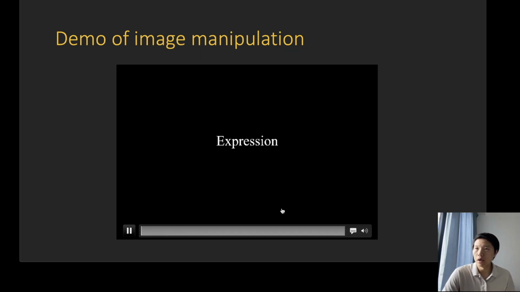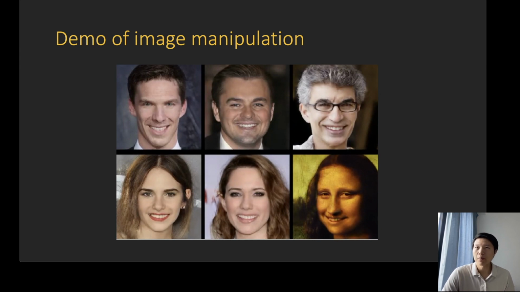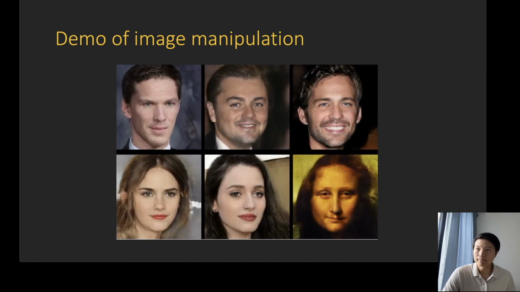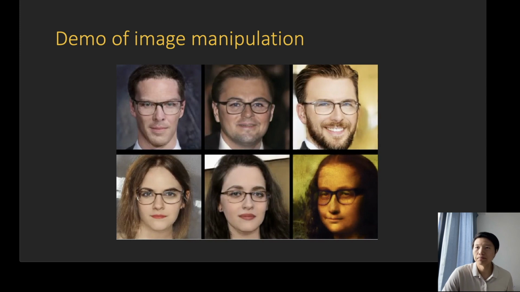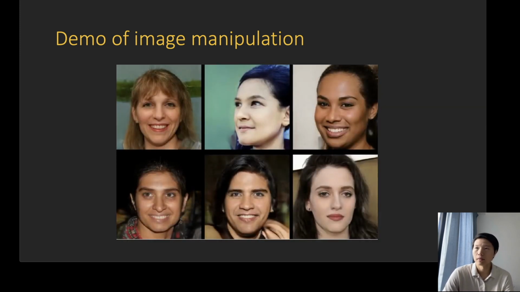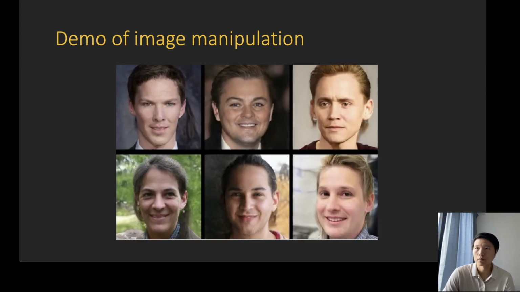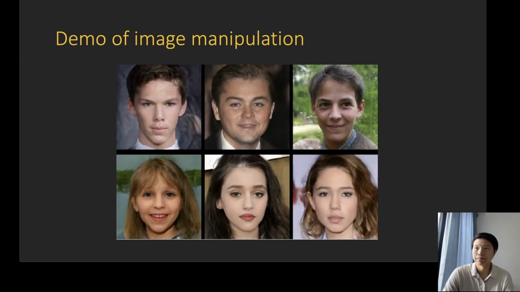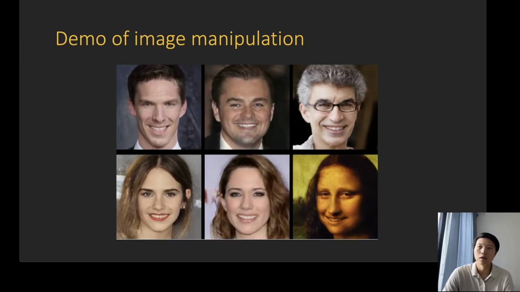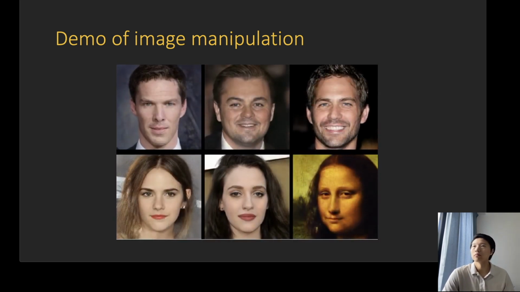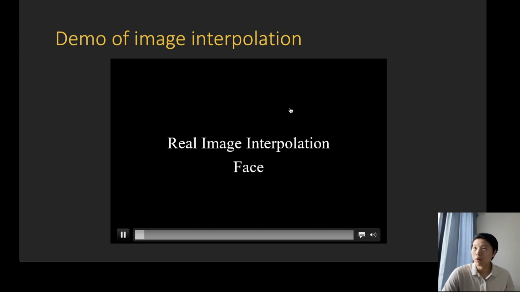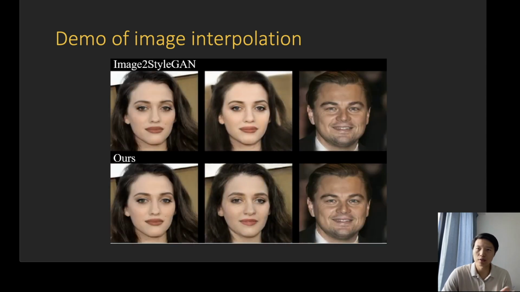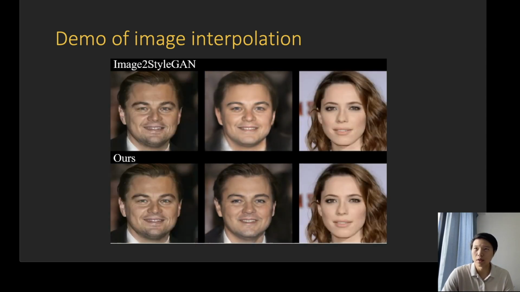So here I will show you a video demo to manipulate real face images. Here we can change the pose of the person. Here we can add glasses, change the gender, also change the age, change the expression, make them smile. We can also do some interpolation. Given the inverted codes from two images, we can change the intensity to do this interpolation.